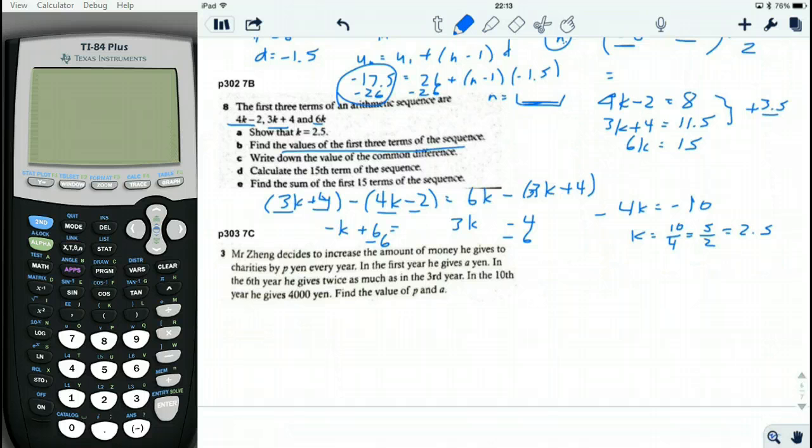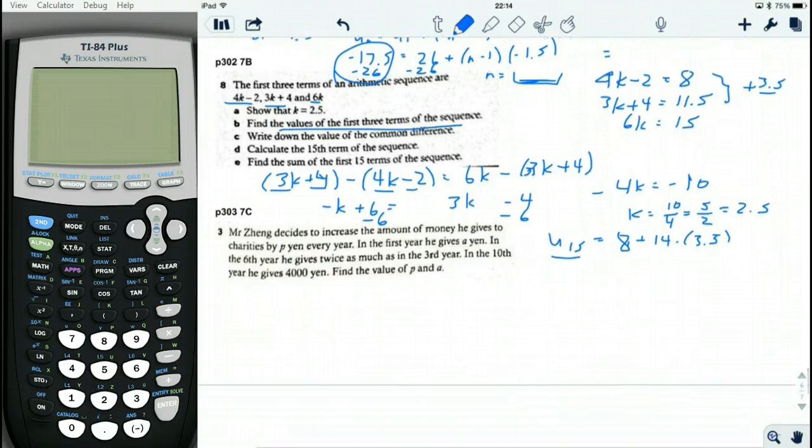Calculate the 15th term of the sequence. That would be U15. U15 is equal to U1 plus 14 times D, which is 3.5. And U1 we know is 8. So 8 plus 14 times 3.5 is the answer to U15.